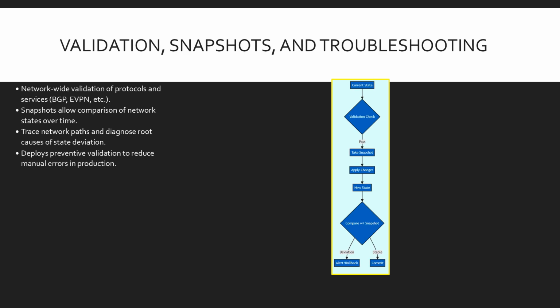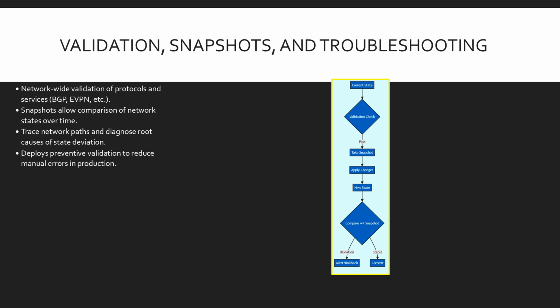NetQ is vital for change management through its validation and snapshot capabilities. You can run network-wide validation checks to ensure protocols like BGP and EVPN are operating as intended. Before making changes, you can take a snapshot of the network state. After applying a configuration change, you compare the current state against the snapshot to identify any unintended deviations. This look-back functionality is crucial for rollback decisions.